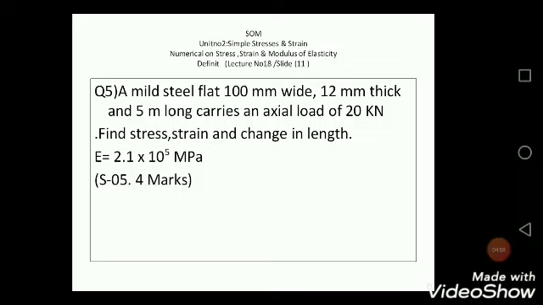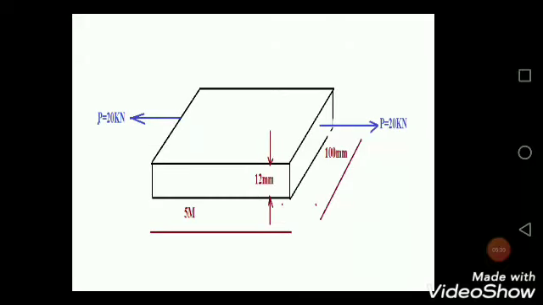Next, question 5. A mild steel flat 100 mm wide, 12 mm thick and 5 meter long carries an axial load of 20 kN. Find stress, strain and change in length. E is equal to 2.1 into 10 raised to 5 megapascal. This is the diagram. It's a flat, length 5 meter. Its width is 100 mm and thickness is 12 mm. Both sides the force P is applied.